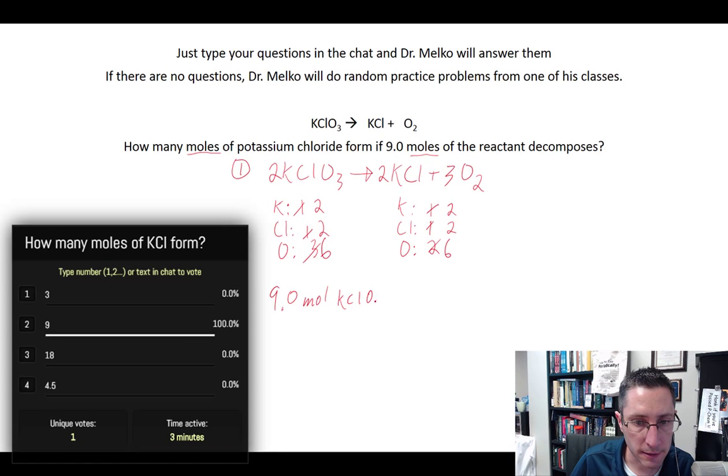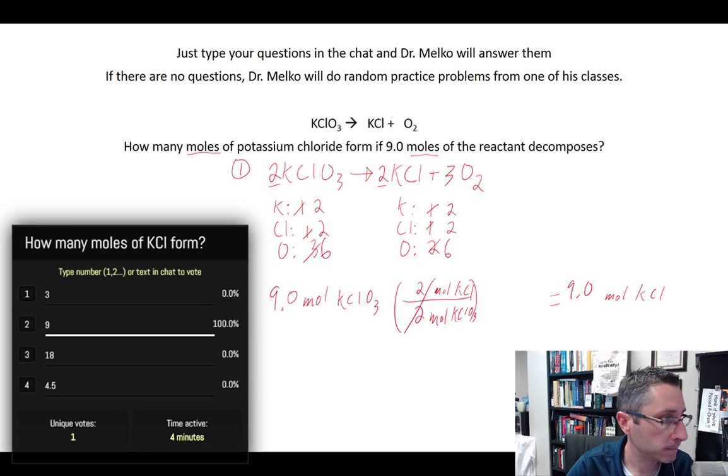So again, reactant, those things on the left. I'm trying to convert this into moles of KCl. I only need 1 unit factor to do so. That exactly relates the moles of the reactant to the moles of product. We just call that a molar ratio here, taken right from the coefficients, which is just a 2-to-2 ratio, so actually nothing happens, and we should get 9 moles at the end.